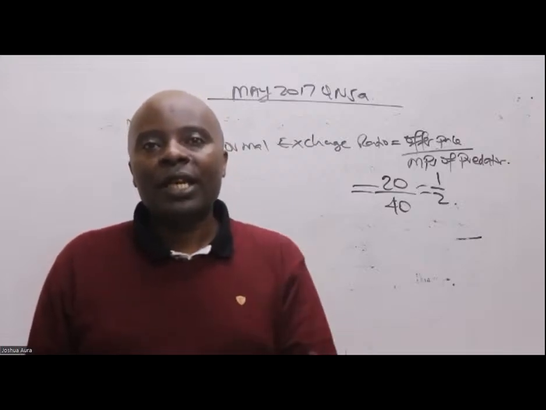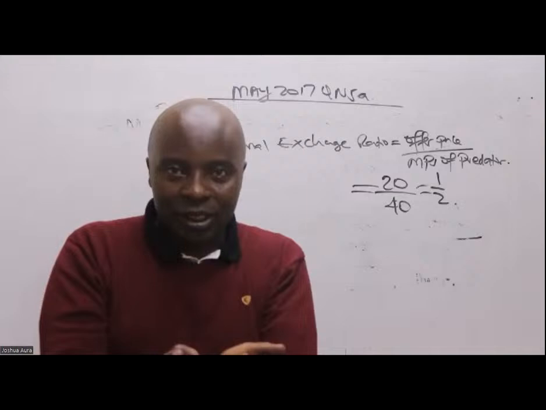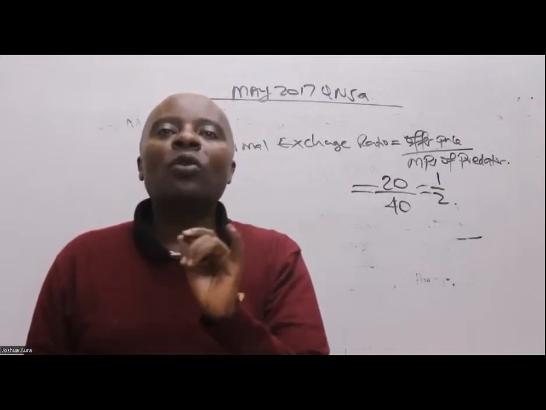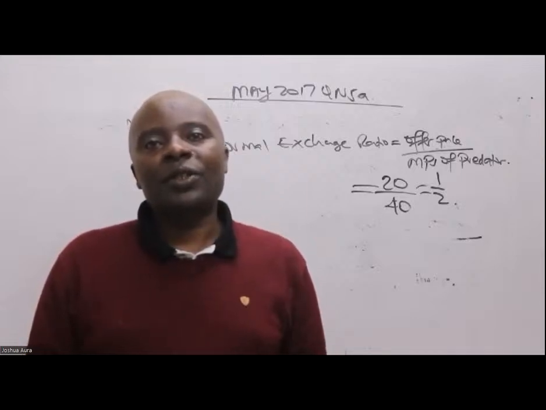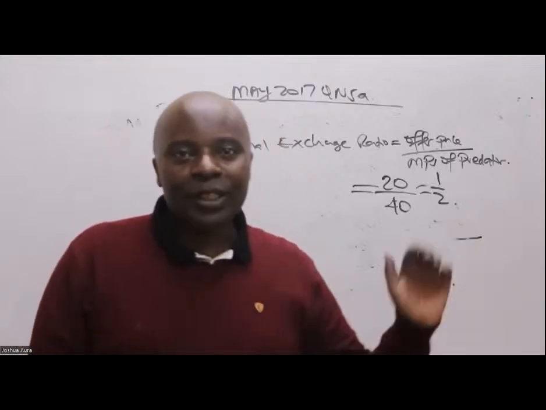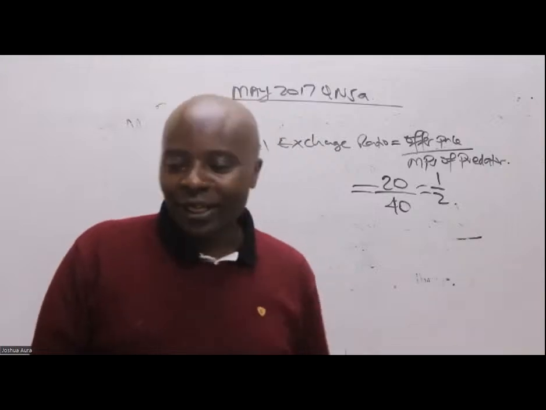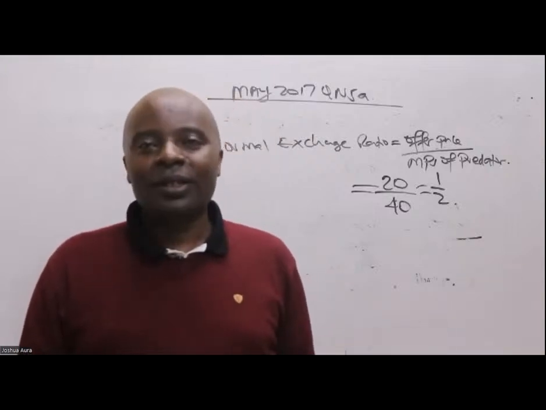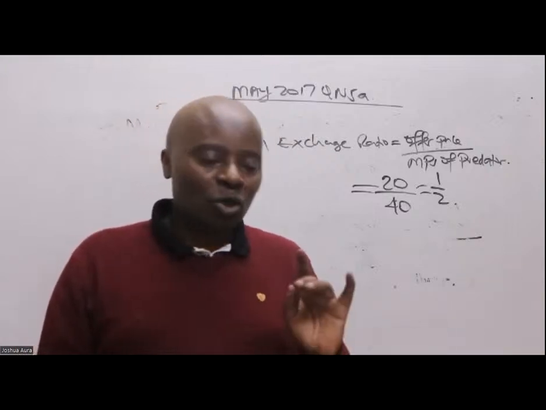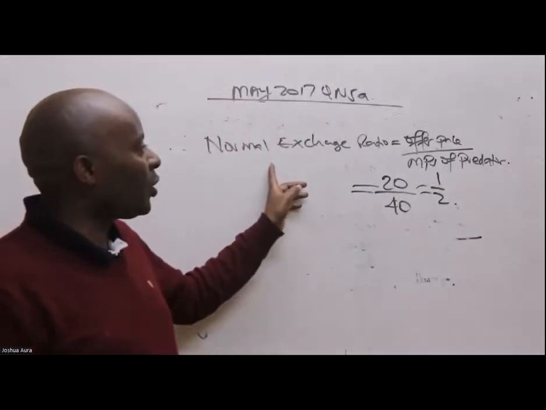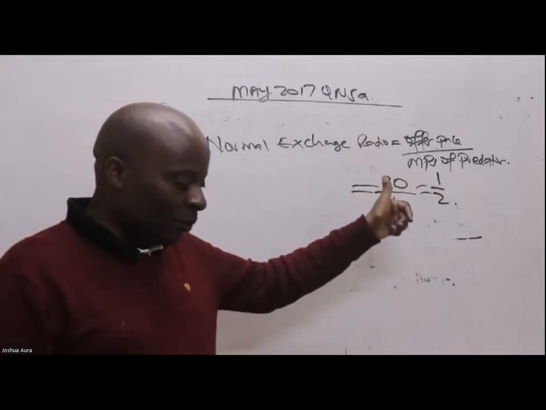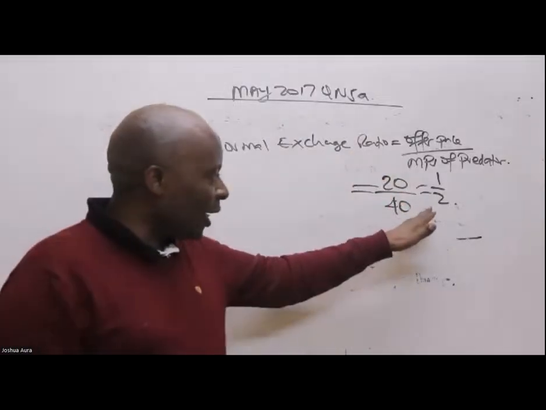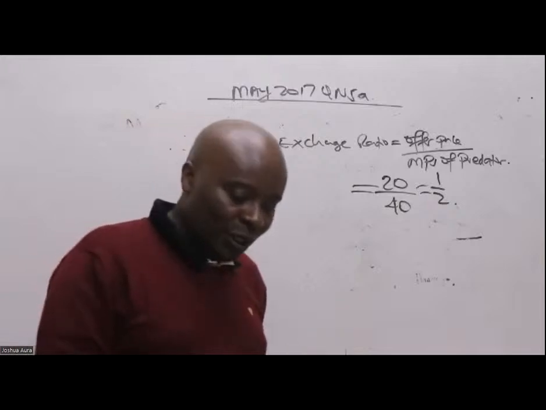Whenever you are given an offer price, like in this case, shillings 20, we shall always compute the normal exchange ratio, and then you highlight it with yellow. To get this normal exchange ratio, we take the offer price all over MPS, not the MPS of the predator, which gave us a half like that. Then let's get back to business.